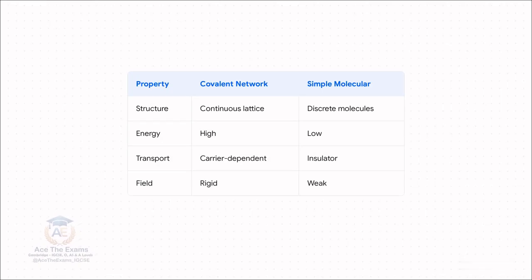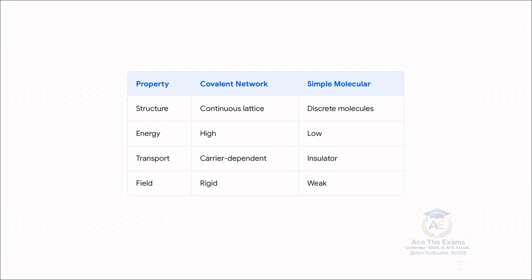A fantastic way to test if you've truly mastered this framework is to compare this microtopic with a nearby idea. Look at this comparison between covalent network solids and simple molecular solids. By mapping out structure, energy, transport, and field response side by side like this, you create clear boundaries in your mind. Examiners absolutely love to test if you confuse related concepts.